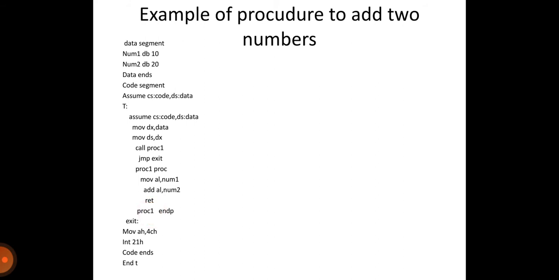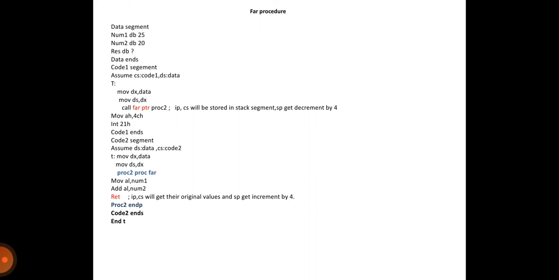Very simple. Now the question is how to write a far procedure. Here you can see CALL FAR PTR PROC2. FAR PTR means that IP and CS values will automatically be stored in the stack memory. So the stack pointer will be decremented by 4. I have written a comment here after the semicolon. So after this call, control is transferred to the first instruction in the procedure.